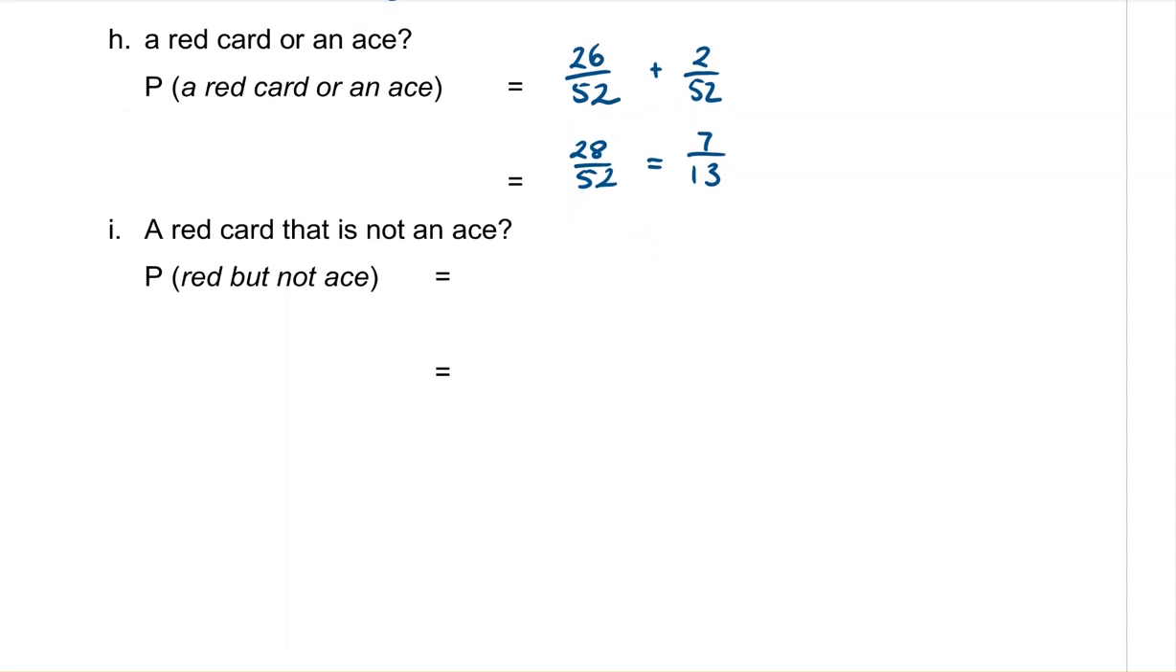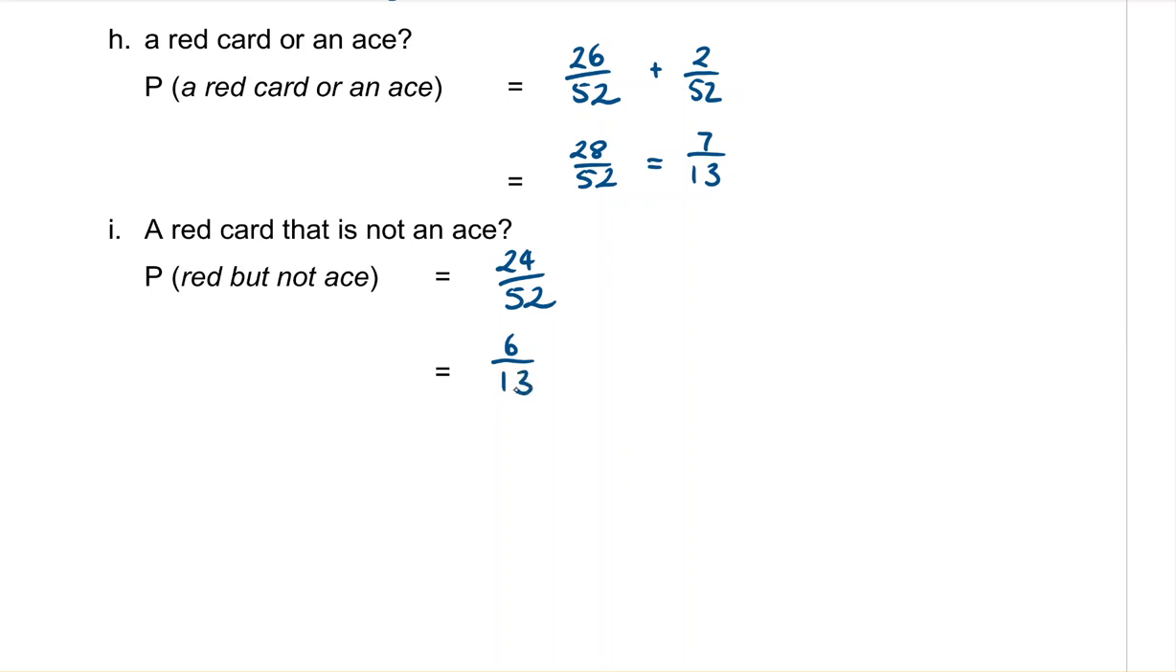And I. We want a red card that is not an ace. So a red card that is not an ace, probably the easiest thing to do is to look at all your red cards. There's 26 of them, but we do not want the aces. So we take the 2 aces off, which means 24. There is 24 red cards that are not aces out of 52. I'm going to simplify by dividing by, what do you think? 4. Yeah. 24 divided by 4 is 6. 52 divided by 4 is 13.